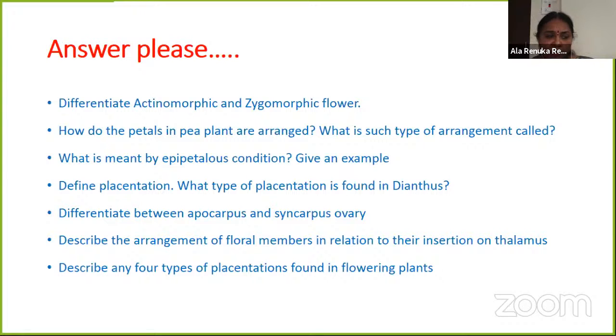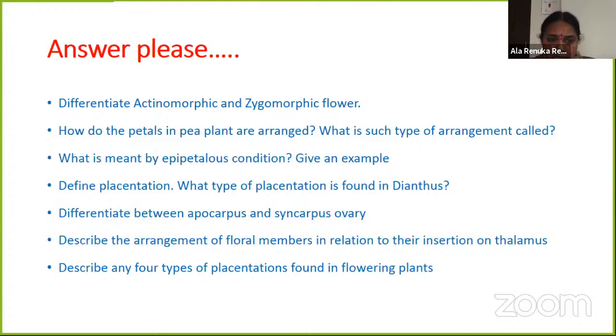Actinomorphic flowers are flowers which can be divided into 2 equal halves along any plane passing through the center. Zygomorphic flowers are flowers which can be divided into 2 equal halves along any one vertical plane passing through the center. And asymmetric also, that is, where flowers cannot be divided into 2 equal halves along any plane passing through the center. These are different types of flowers based on the symmetry.